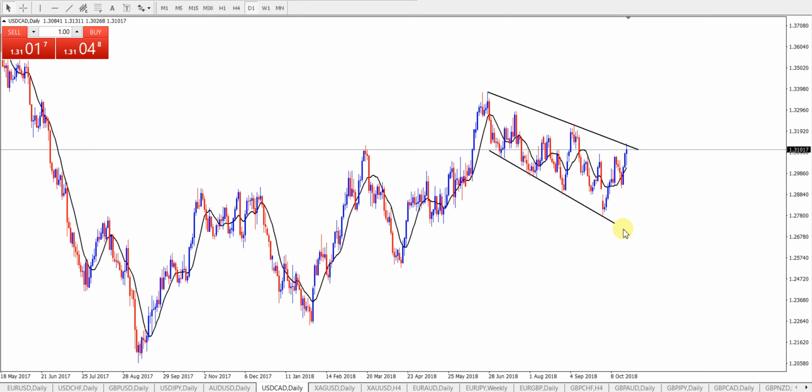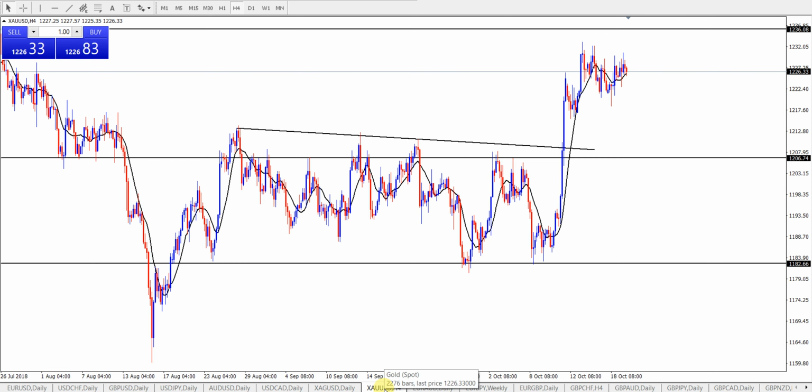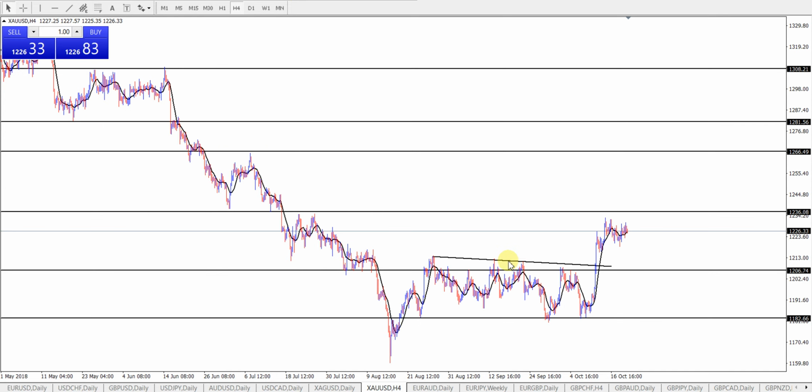Moving on to gold. Gold is a pair that I've had a lot of success in over the years and in recent weeks. Now we can clearly see that there has been a breakout from this resistance level that gold had been trading in since August. There has been a clear breakout.